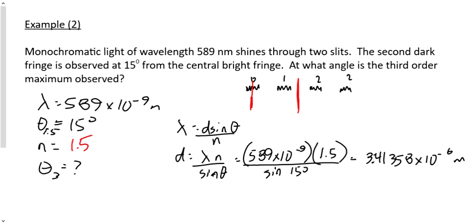I want to find the third order maximum now. Isn't d going to be the same? Like the distance between the slits isn't changing, is it? So now let's say, what are we looking for here? We're looking for theta this time. So rearrange this to solve for theta.